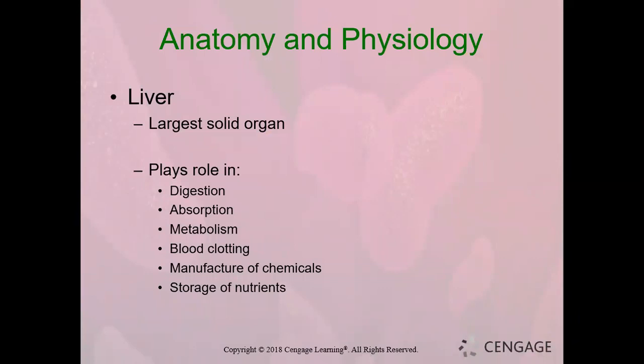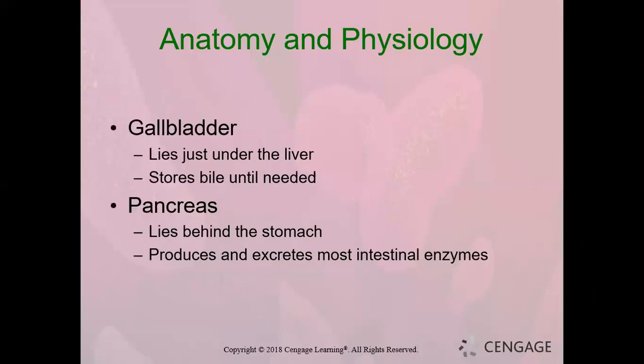Anatomy and physiology. Your liver is the largest solid organ. It plays a role in digestion, absorption, metabolism, blood clotting, manufacturing of chemicals, storage of nutrients. Your liver is a highly functional organ in your body. Your gallbladder is just under the liver and it stores bile until you need it. Your pancreas lies behind the stomach and it produces and excretes most of your intestinal enzymes.